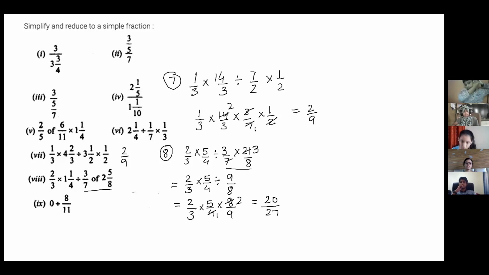Amina, you have to solve 3 by 7 into 21 by 8. Solve 3 by 7 into 21 by 8, and then you do the reciprocal of 9 by 8.